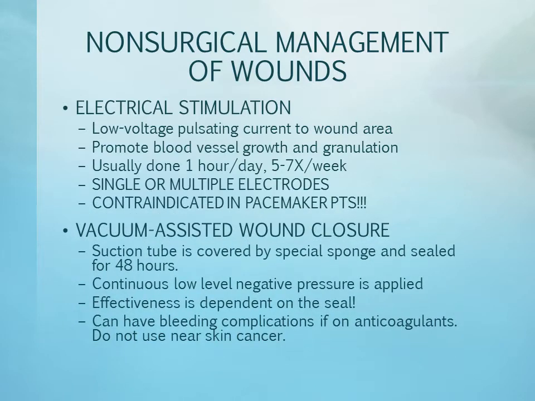Vacuum-assisted wound closure is a suction tube that is covered by a special sponge and sealed for 48 hours. Continuous low-level negative pressure is applied. Its effectiveness is dependent on the seal. There can be bleeding complications if they are on anticoagulants, and you do not want to use it near skin that has cancer.